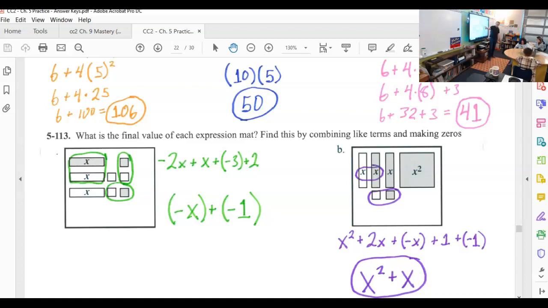But if I join up all the zeros that I can make, because they tell us to combine like terms and make zeros, so we got to simplify. We should end up down at negative x plus negative 1. Does that make sense? We got to make sure that we write the negatives as negatives. Got to make sure we write the negatives as negatives.